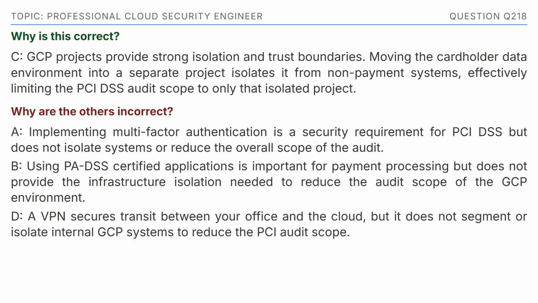Why are the others incorrect? A. Implementing multi-factor authentication is a security requirement for PCI DSS but does not isolate systems or reduce the overall scope of the audit. B. Using PA-DSS certified applications is important for payment processing but does not provide the infrastructure isolation needed to reduce the audit scope of the GCP environment. D. A VPN secures transit between your office and the cloud, but it does not segment or isolate internal GCP systems to reduce the PCI audit scope.